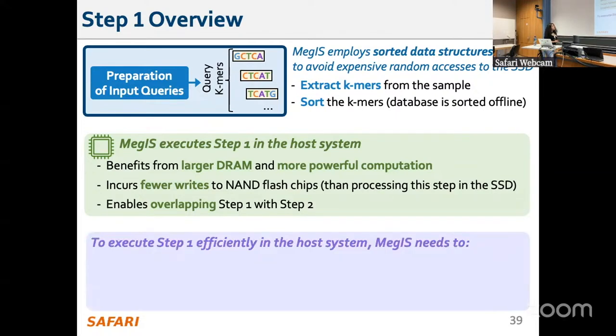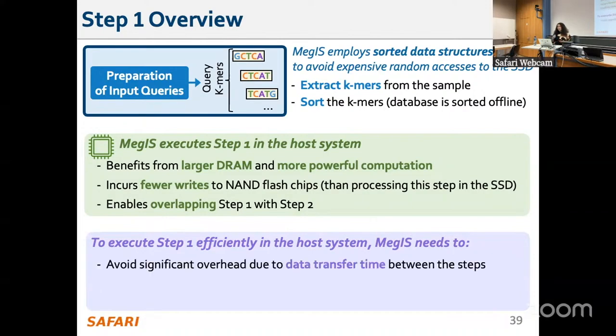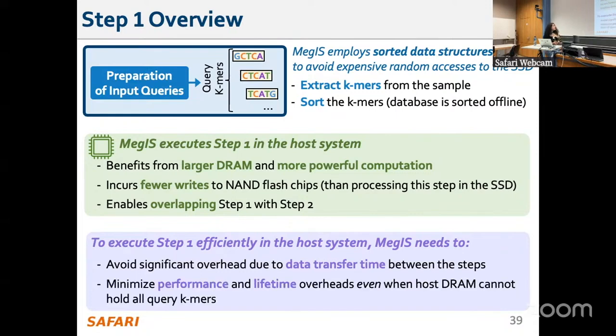So to execute this step efficiently in the host system, MegIS needs to ensure some things. First is to avoid significant overhead due to data transfer time between different steps, and also to minimize performance and lifetime overheads, even when the host system cannot hold all the query k-mers that we extract from the input sample.